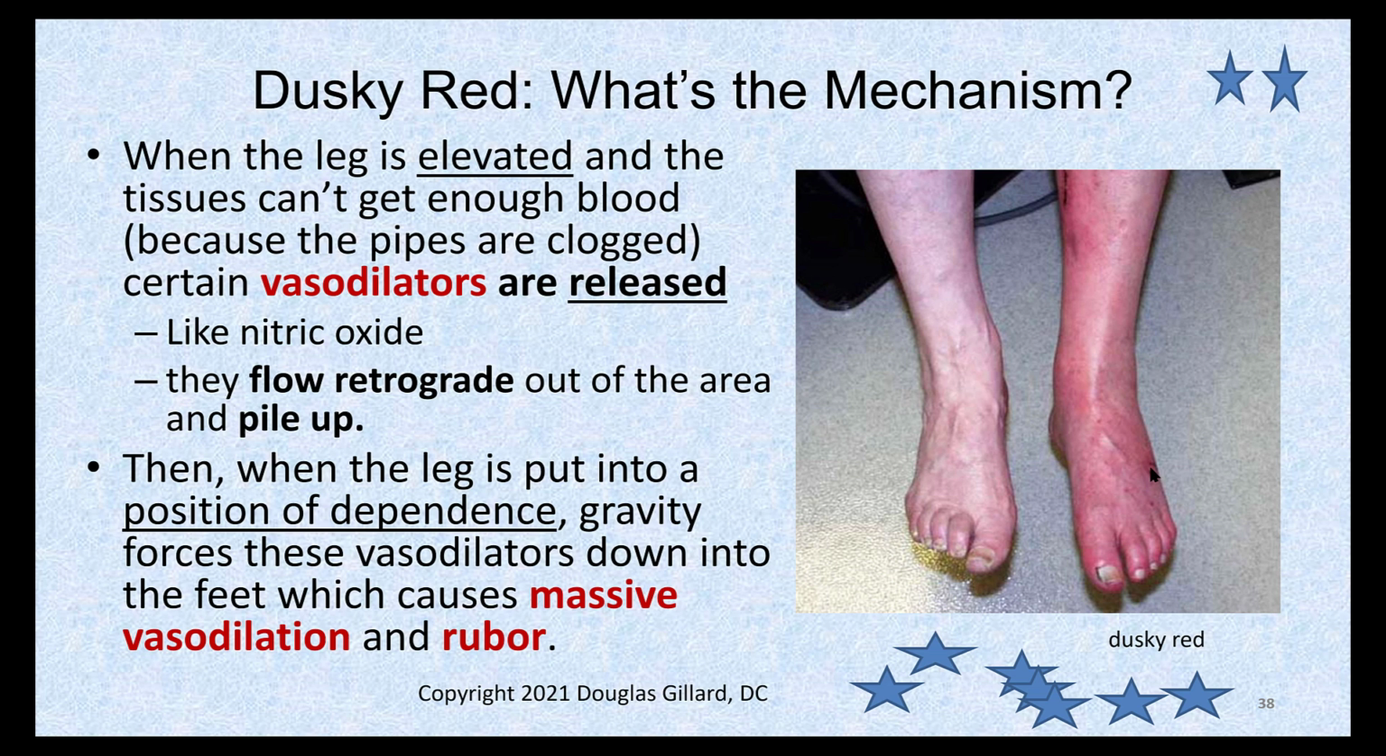They'll probably start to have skin lesions, like this guy's got some ulcers here and there. Looks like maybe he's had a surgery up here. But make sure you know what dusky red is.